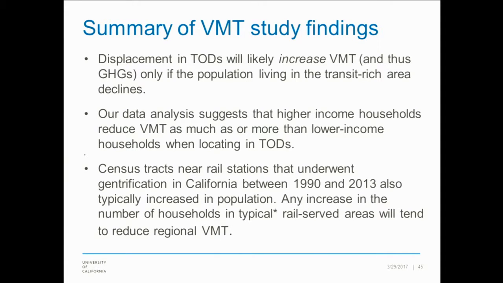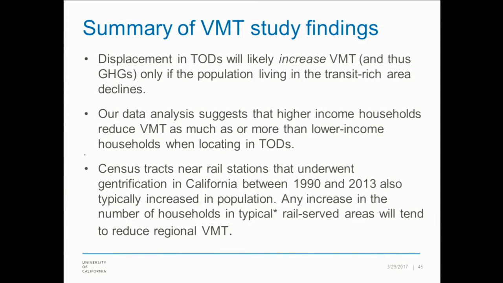And then finally, what we found by looking at some of the other analysis that was done elsewhere in this project was that census tracts that are near rail stations that underwent gentrification in California between 1990 and 2013 also typically increased in population. And that sort of a pattern means that we would expect a reduction in regional VMT, and whether it's higher or lower income households isn't as germane as simply the sheer number of households.